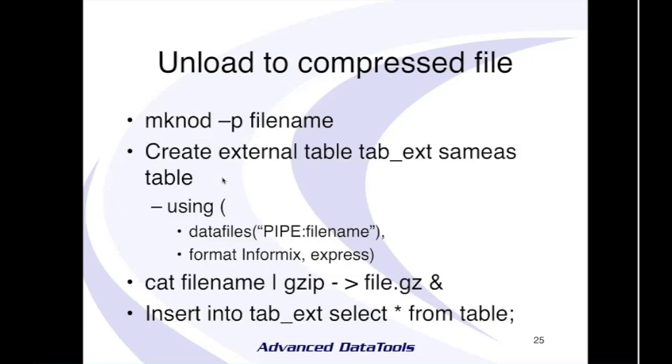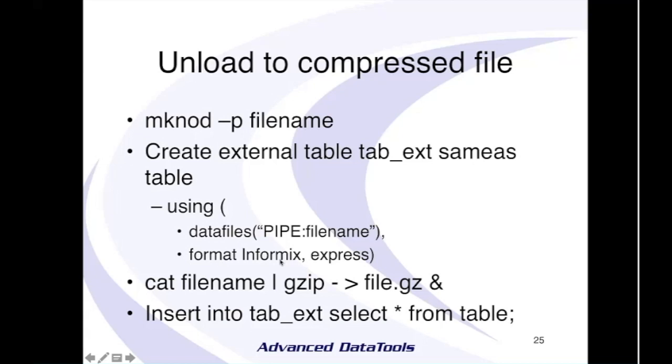Okay, something else you can do with external tables is unload to a compressed file. On enterprise class hardware, that would make this run a lot faster, typically something like 2 to 4 times faster. So you make a pipe. On my Mac, that would be mkfifo and the pipe name. You create your external table pretty much the same, except that your data file is the pipe and the pipe name, which we made right up there.